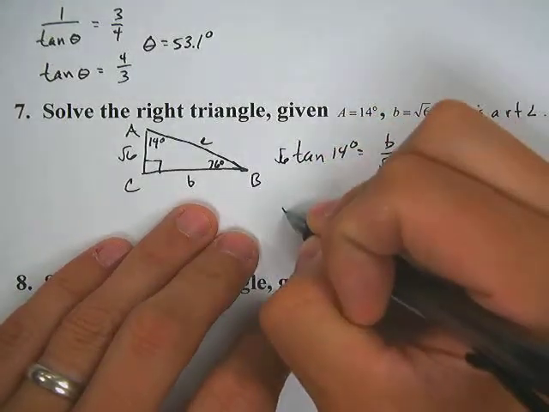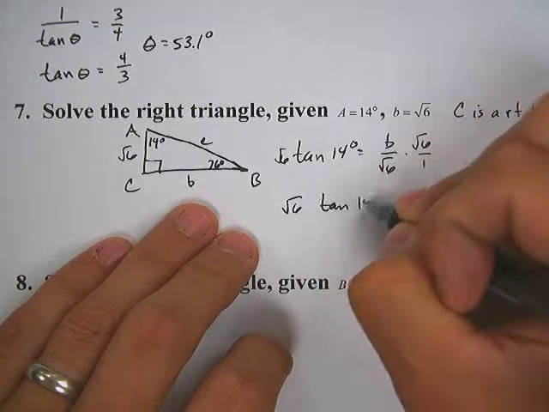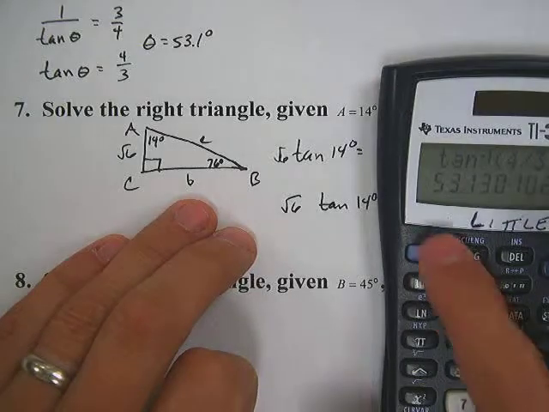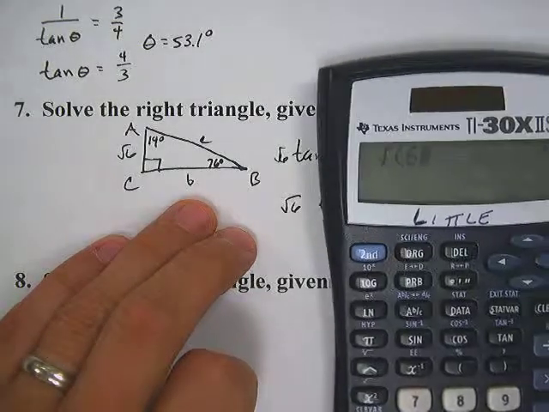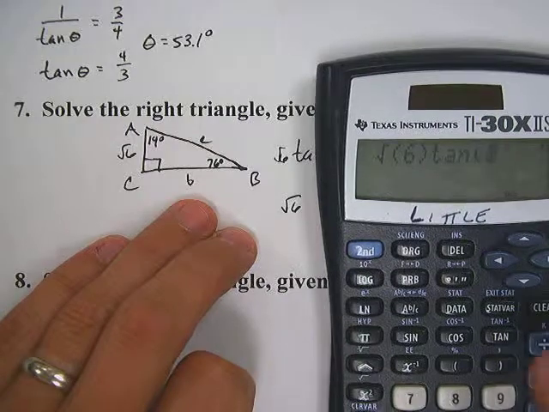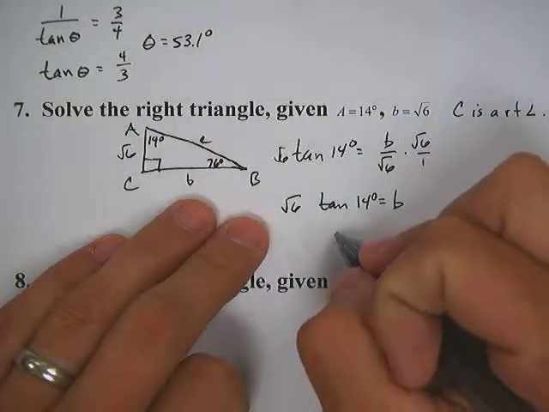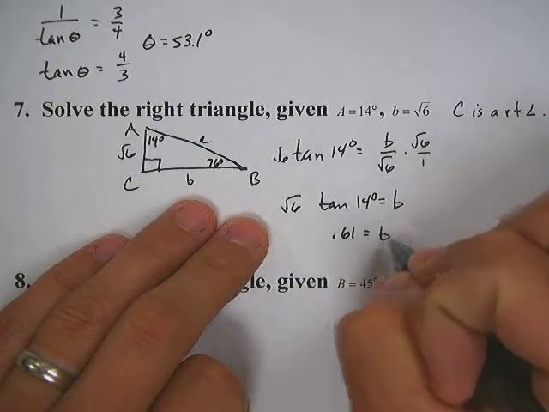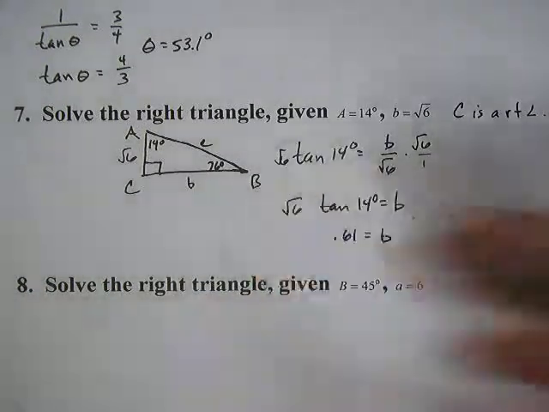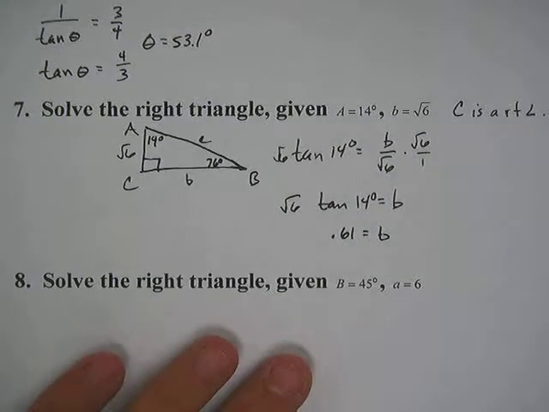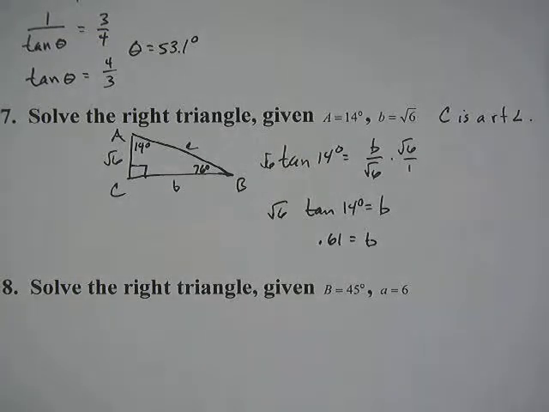And then to figure out the others, let's say we figure out what B is. Again, based on this angle, I can do opposite over adjacent. So I can do tangent of 14 degrees equals B over √6. To get into calculator-ready form, I'm going to multiply by √6. So I get √6 tan 14 degrees equals B. Break out the calculator, type in √6 tan 14, and I get 0.61.